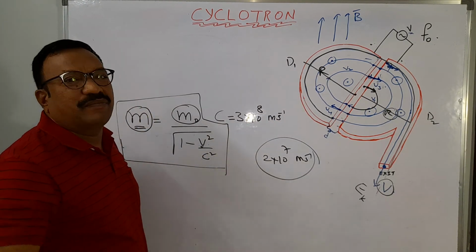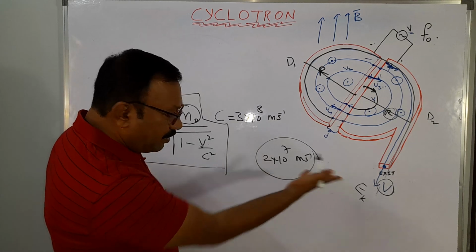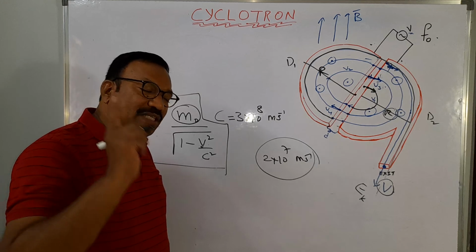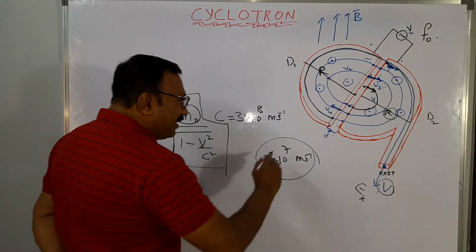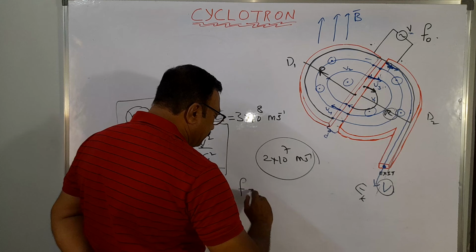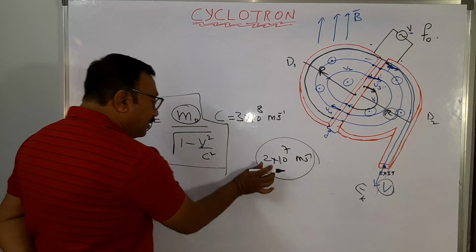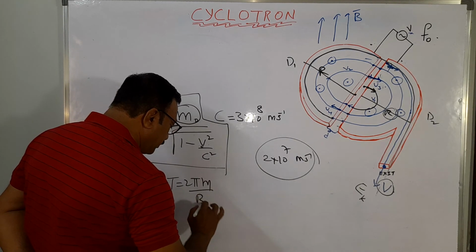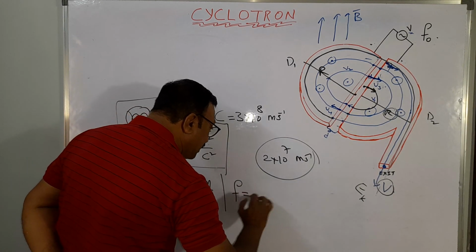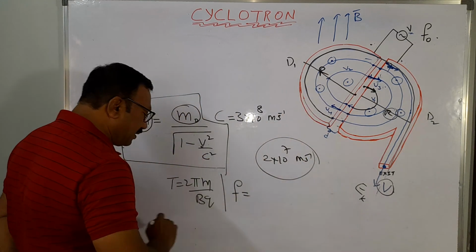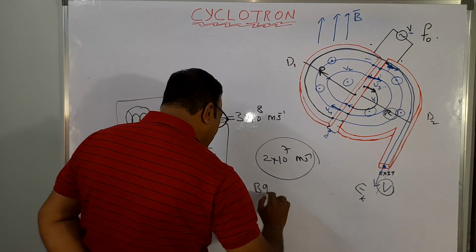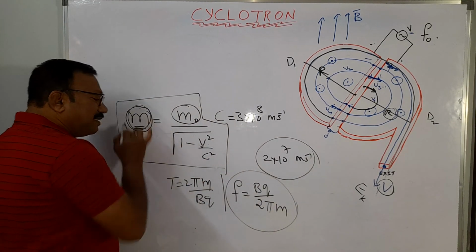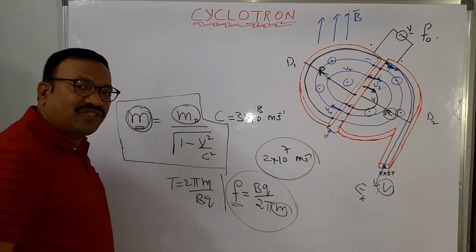So what happens if mass increases? Kinetic energy will increase, no? Half m v square. m is more, velocity is more. But there is one problem here. What was the frequency of the particle? I remember the time period is 2 pi m by Bq. And the frequency of the charged particle, frequency meaning the number of revolutions per second, is given by Bq divided by 2 pi m. Fine. When the mass is increasing, the frequency is changing.